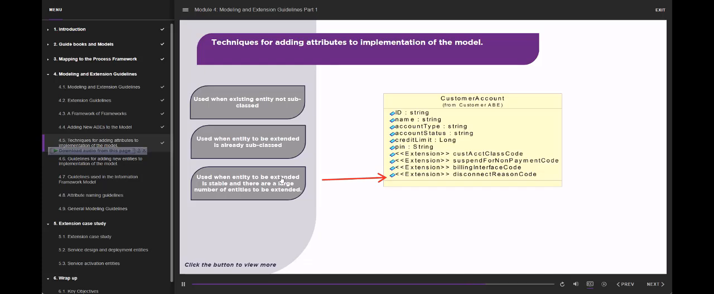There's a fourth technique that can be used to add attributes. Do you know what it is?